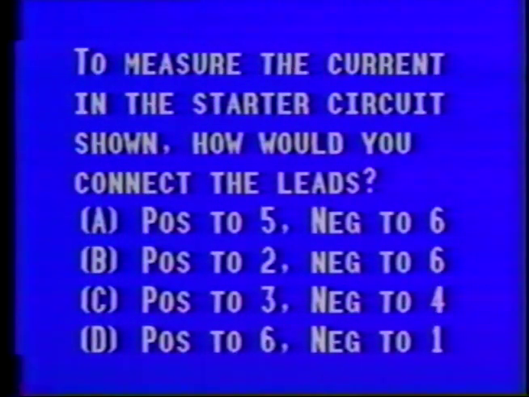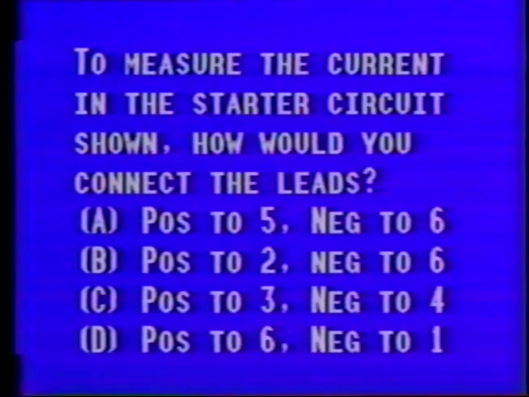To measure current in the starter circuit shown, how would you connect the leads? A, positive to 5, negative to 6. B, positive to 2, negative to 6. C, positive to 3, negative to 4. Or D, positive to 6, negative to 1.